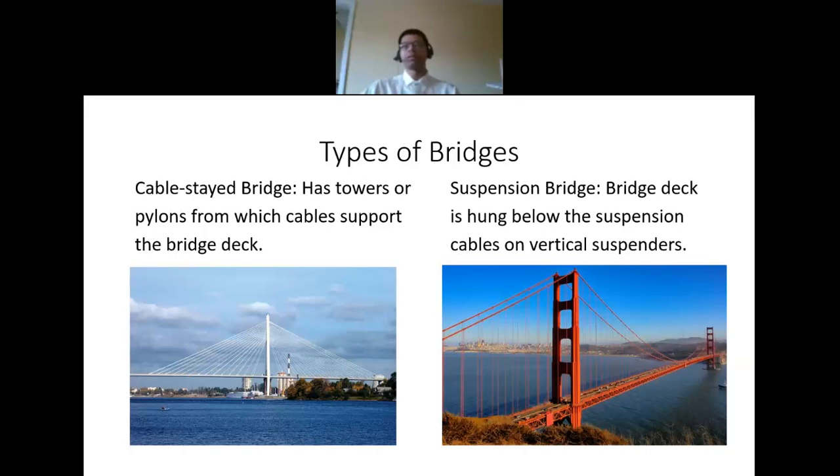A suspension bridge has cables suspended between towers with vertical suspender cables that transfer loads of the deck below it. And this arrangement allows the deck to be level or arc upward for additional clearance for what's underneath it.